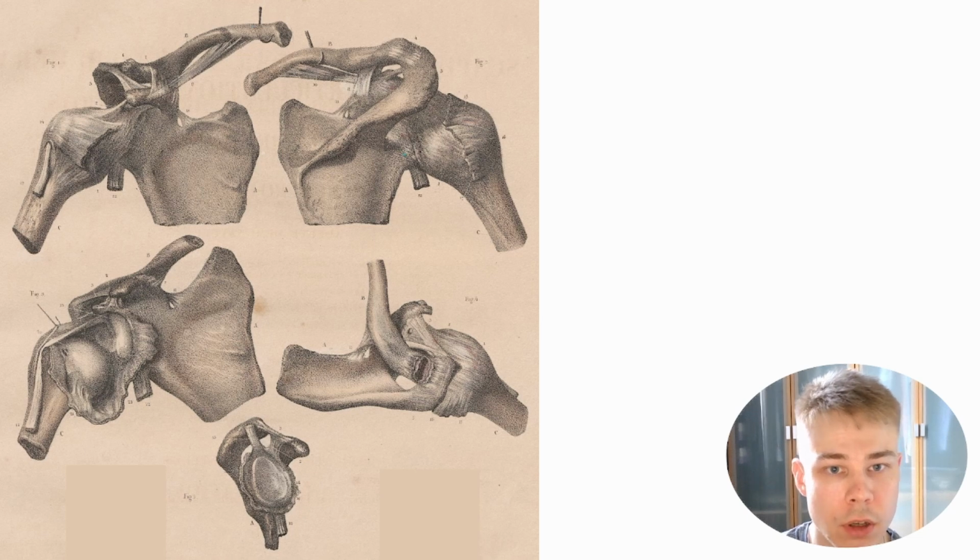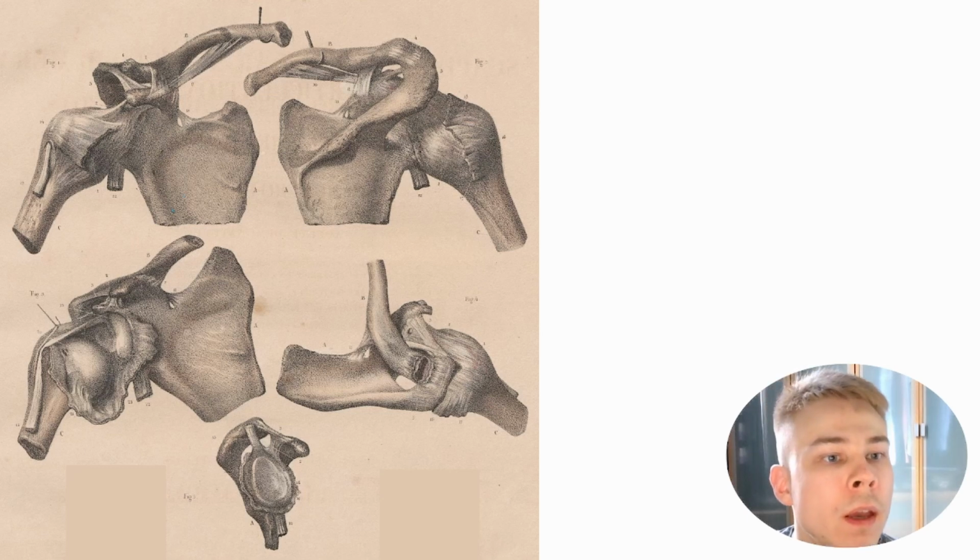Okay, clavicle, scapula, humerus. These are all the right side shoulder girdle and shoulder.